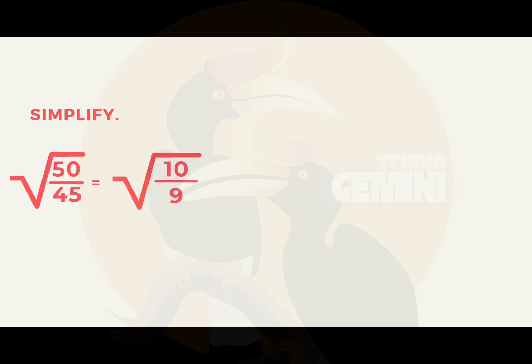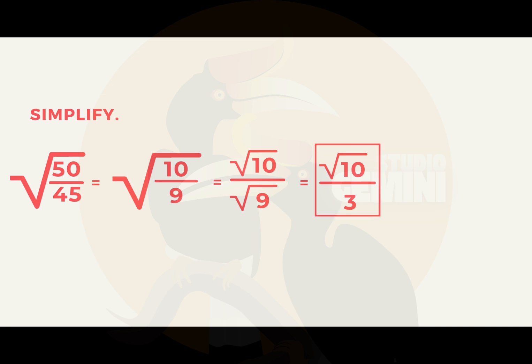Great. Now we'll apply the division property of square roots to get the square root of 10 over the square root of 9. We know the square root of 9 is 3, but what about the square root of 10? Well, 10 isn't a perfect square, but does it have any perfect square factors? Well, it's not divisible by 4 or by 9, and all other perfect square factors are too big, so this can't be simplified anymore. The square root of 50 over 45 simplifies to the square root of 10 over 3.